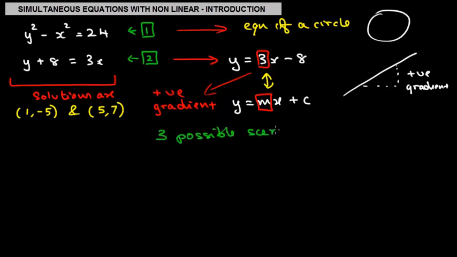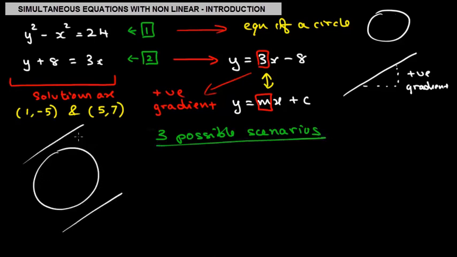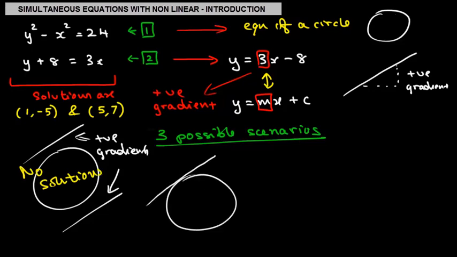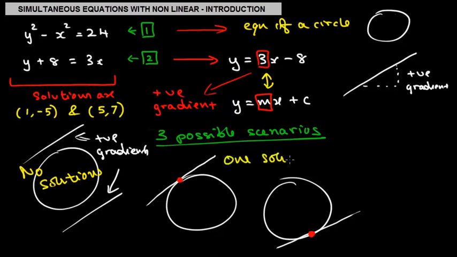Three possible scenarios can be presented in this case. It is possible for the straight line not to meet or cut the graph. If that was the case, then you will not have gotten any solutions to the pair of equations. Or the straight line could just touch the graph. That is, the straight line could be a tangent to the curve, the circle. And then you would have gotten only one value pair, that is the value for x and the corresponding y.